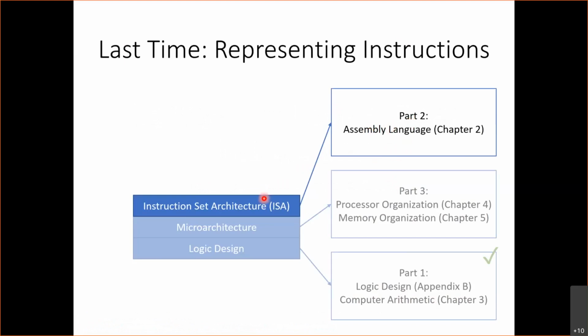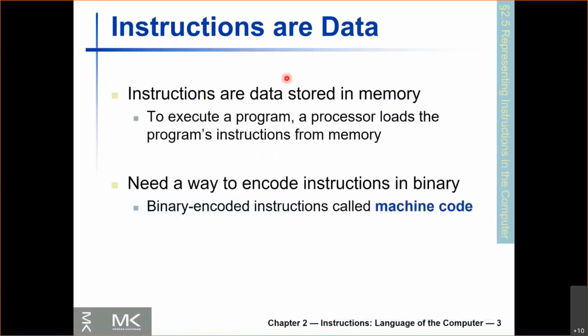A couple lectures ago, we spoke about instructions, and last lecture, we spoke about instructions as data. In other words, how to represent instructions in memory, how to store instructions as binary. In other words, how to represent machine code. So a processor, when it executes a program, loads instructions from memory and executes them, which means that we need a way to store instructions in memory, and memory simply stores zeros and ones. So we need a way to represent instructions as zeros and ones.